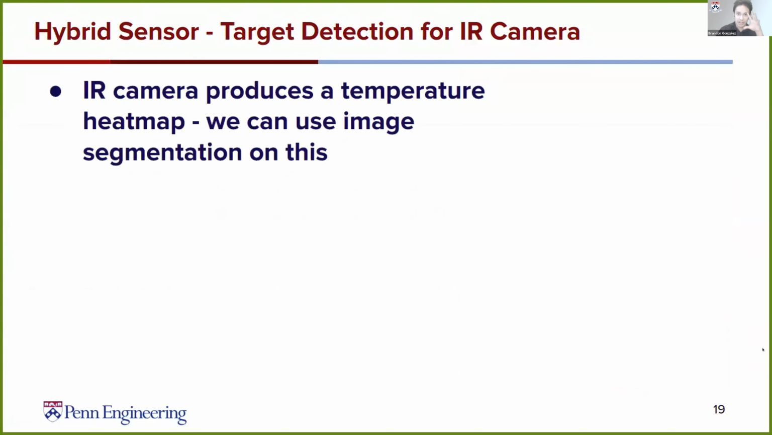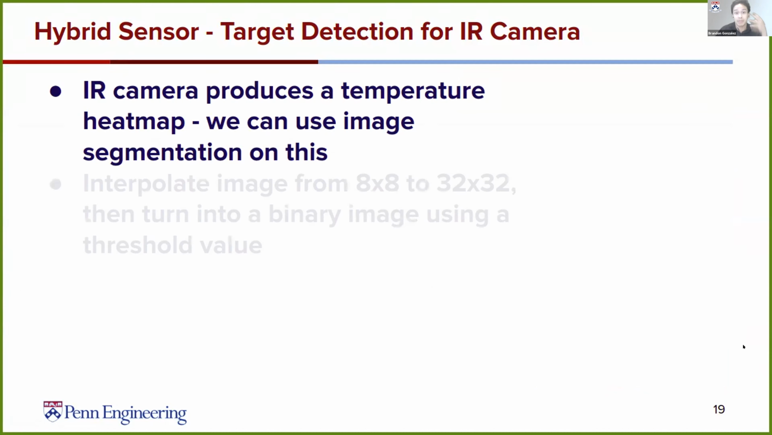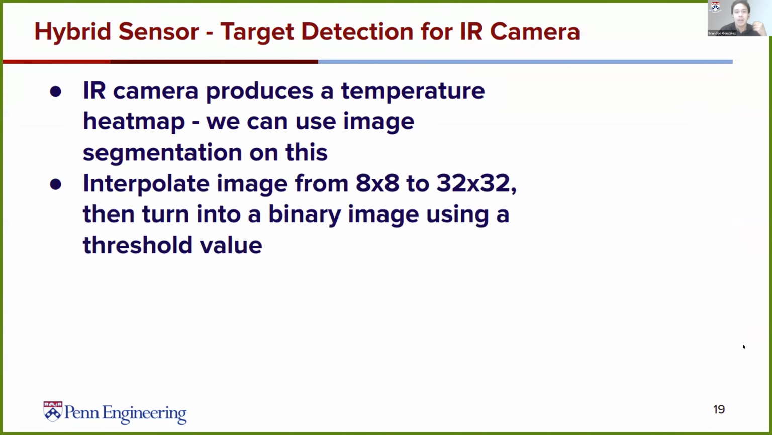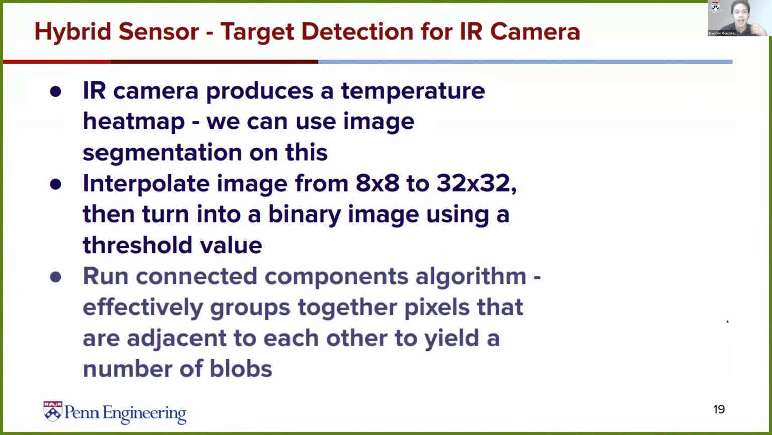And so just a general overview of the idea of how the IR camera detected targets. It produces a heat map and we can use image segmentation on this heat map. So we interpolate the image to 32 by 32 pixels, and then we turn this into a binary image using a threshold value. So we turn it into an image of ones and zeros rather than temperature values. And then we run a connected components algorithm on this image to essentially group together pixels into blobs.